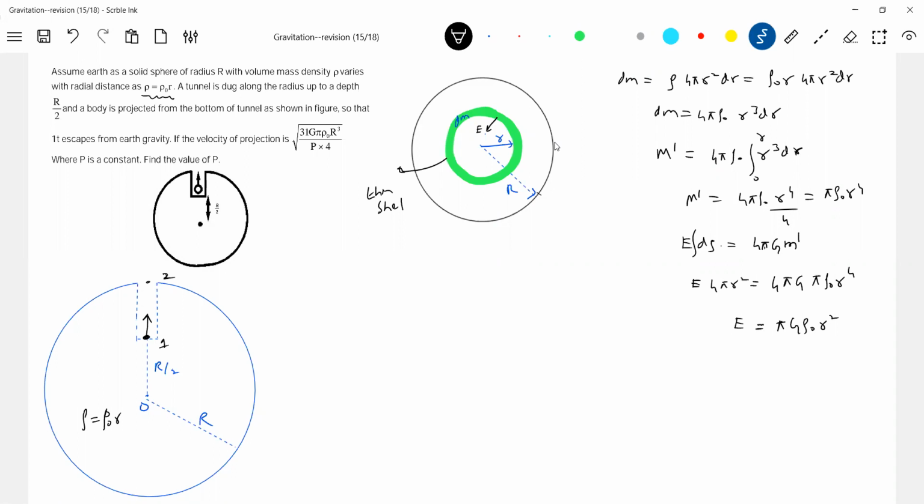So what we can do is, after getting this E, we should calculate the potential at that point. What is the potential on the surface? So we should know the potential at point 2. What is the total mass enclosed? 0 to capital R, the total mass of this. So how to calculate M? 4 pi rho naught.